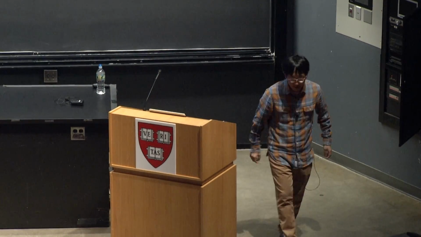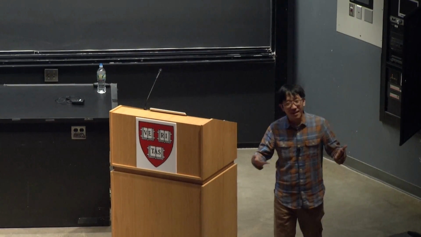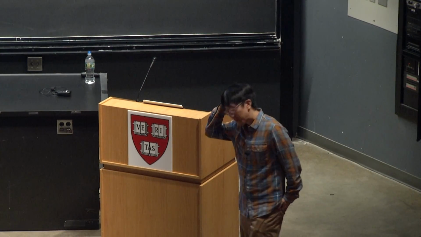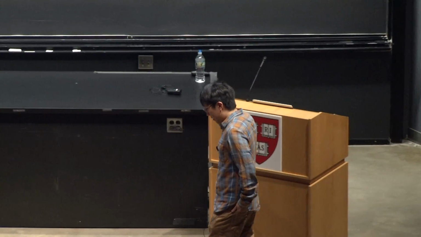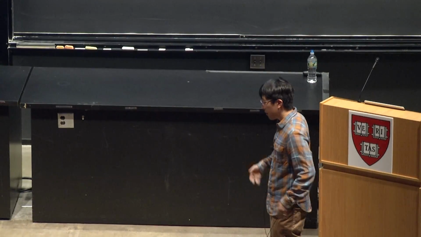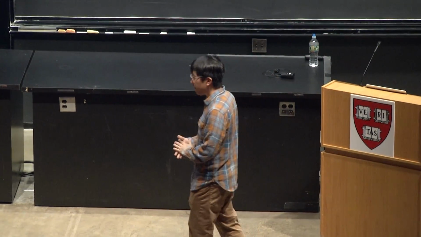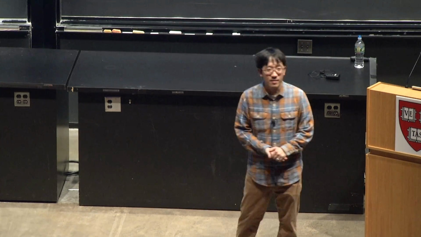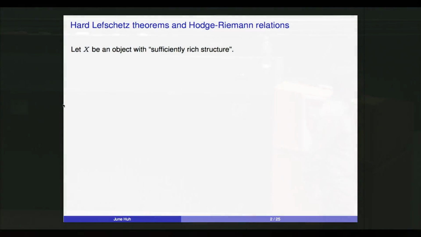So let me remind you again. Let's start afresh and try to sell my propaganda. There's this universal pattern, or at least a pattern that we see very often in nature: the Lefschetz theorem and Hodge-Riemann relations. Let's say you have your object X. Let's say it has a nice, sufficiently rich structure, whatever that means. I'll keep everything sufficiently vague so that I cannot possibly be wrong.